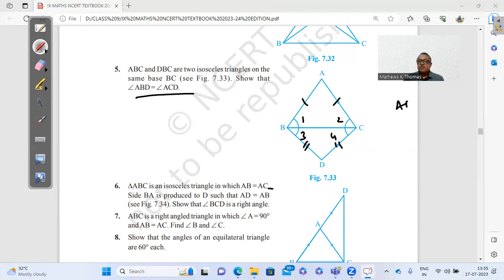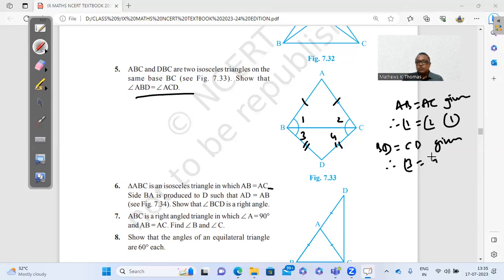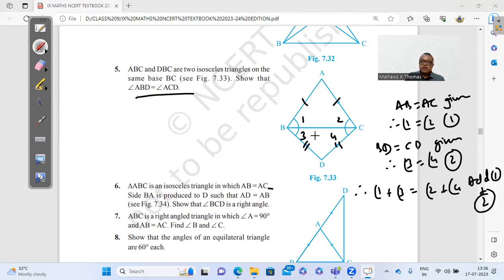So I'm just writing this. AB equal to AC, given. Therefore, we can say angle 1 equal to 2. Let's take this as equation 1. BD is equal to CD, again given to us. Therefore, we can say 3 equal to 4. Now, we can add both. We will get 1 plus 3 equal to 2 plus 4. And if you look at 1 and 3, what will we get? Angle ABD.